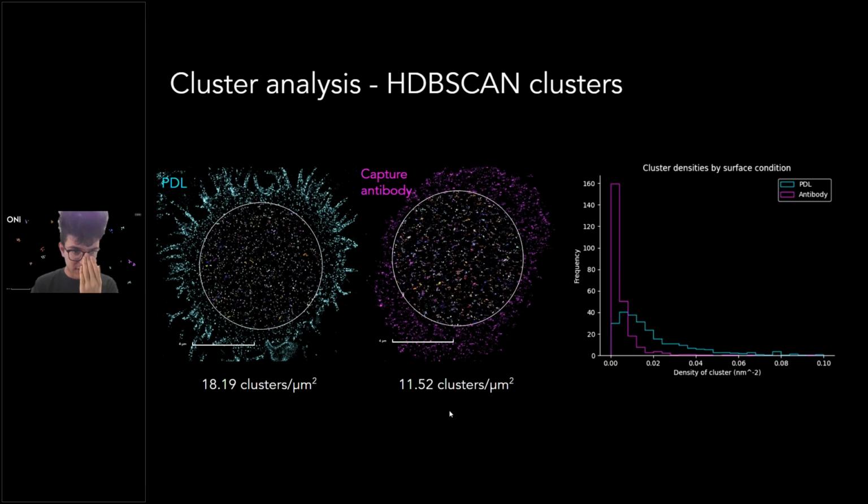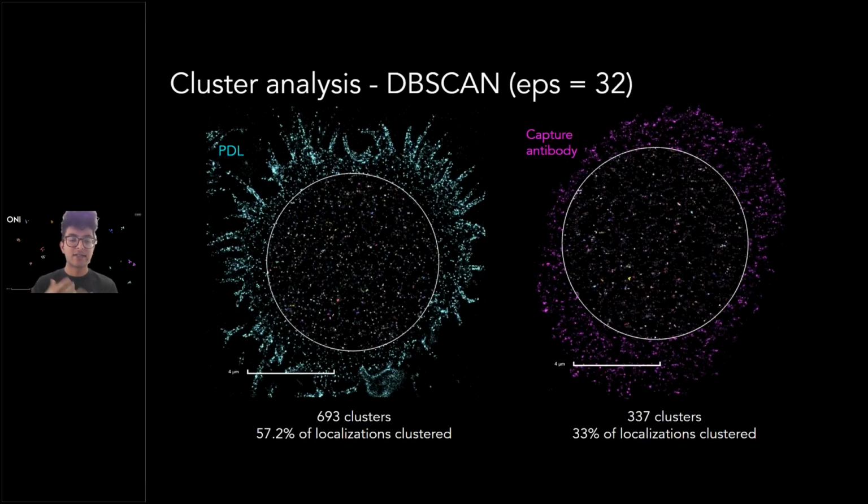But we can also go about this in a slightly different way, just to show you the power of the other clustering algorithms. We could look at DB scan. So remember, with DB scan and a low EPS value, we can start to pick out the right clusters from the PDL case. And you can see lots of small clusters here. And you can see how many clusters are found in the cell. Now, if we apply that same parameter, the same analysis, to the capture antibody case, we find far fewer clusters. We can see the difference in the number of clusters here, and also how many of the localizations even make it into a cluster.